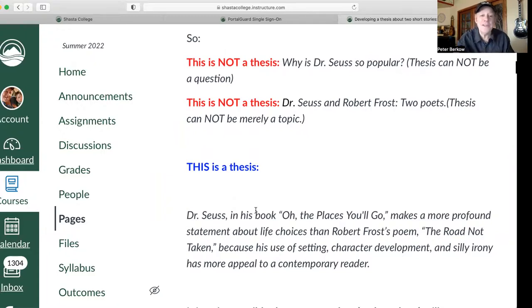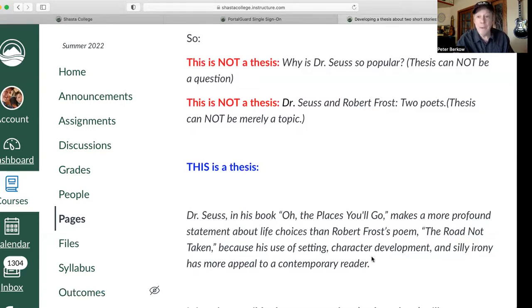So this is a thesis. Dr. Seuss in his book, Oh, the Places You'll Go, makes a more profound statement about life choices than Robert Frost's poem, The Road Not Taken, because of his use of setting, character development, and silly irony. Okay, this is a good thesis for a couple of reasons.